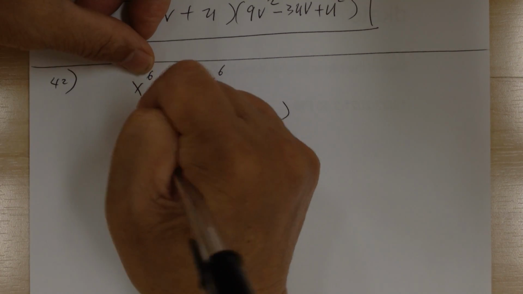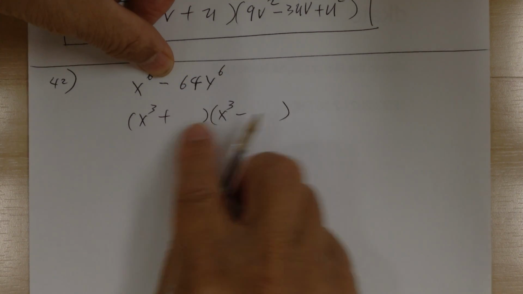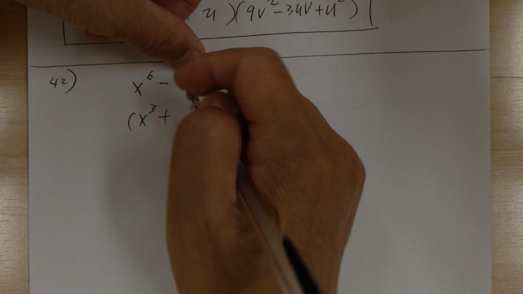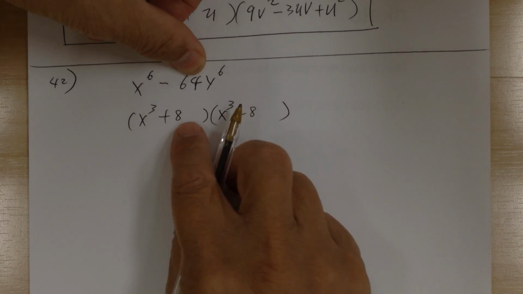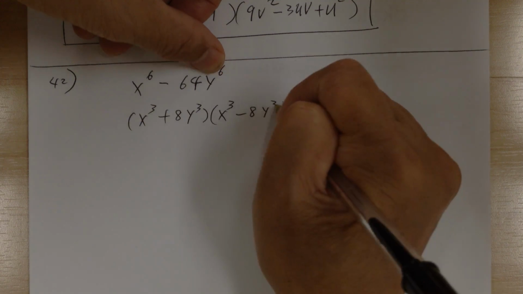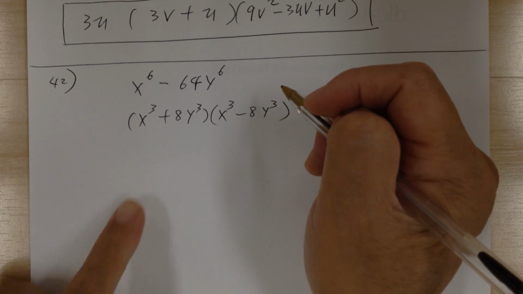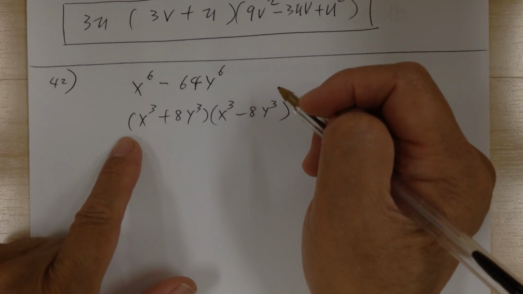So you need to have x to the 3, x to the 3. And this one you need to get plus minus, right? Plus minus, you get that. 64 will give you 8 and 8, so 8 times 8 gives you 64. And you need to have y to the 3, y to the 3. Okay? Then you're done with step 2, now you have to go to step 3.